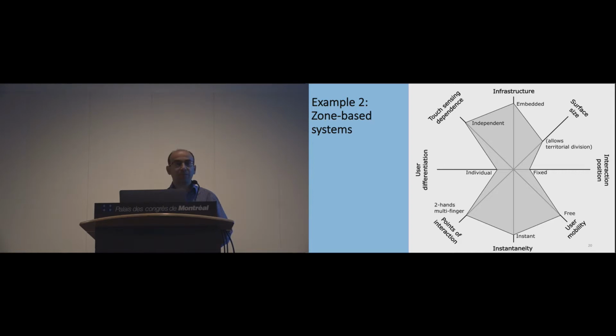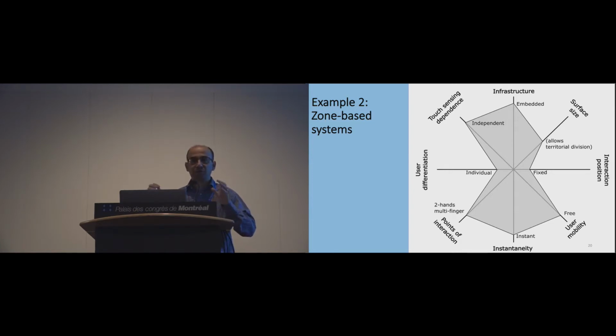The second example is the most basic type of system, which is the zone-based system, differentiating between users based on the location of interaction. Again, if we look, these systems, starting from surface size, need a surface big enough to allow division of the surface into territories. They do not require external hardware, and they work independent of the sensing technology, but they only differentiate between users.